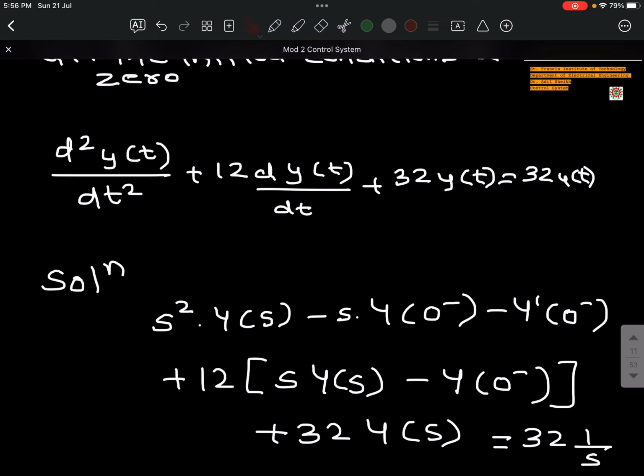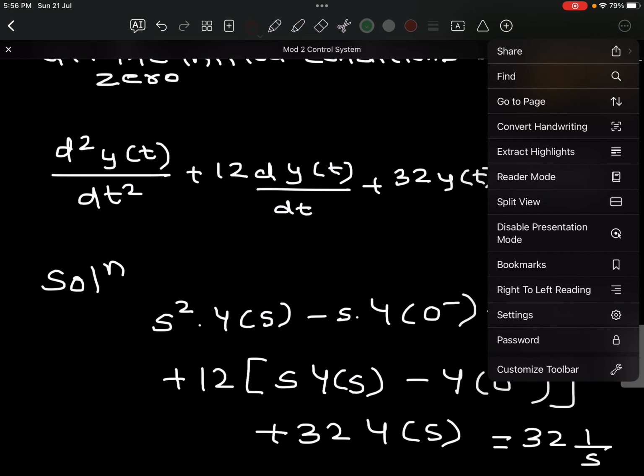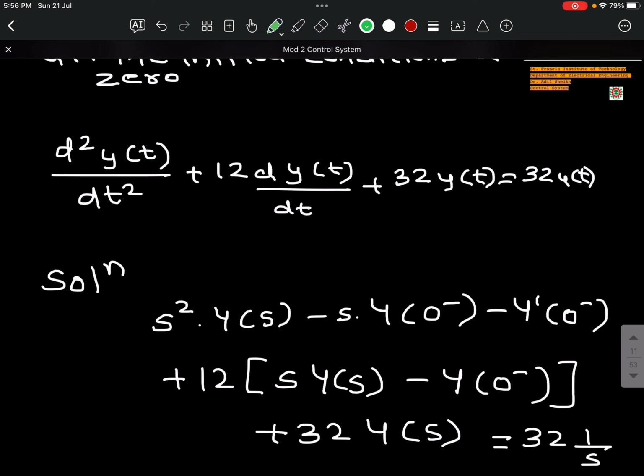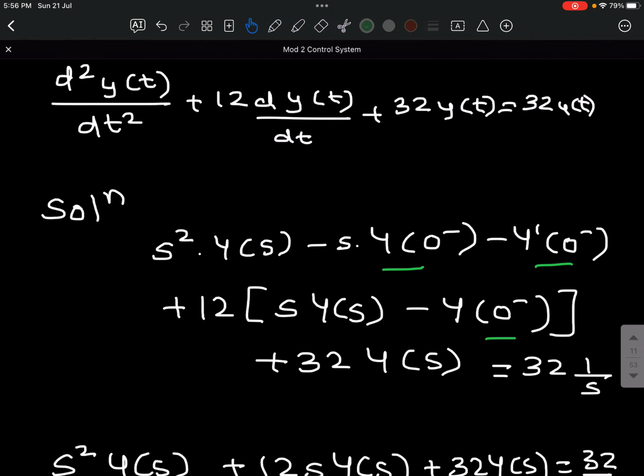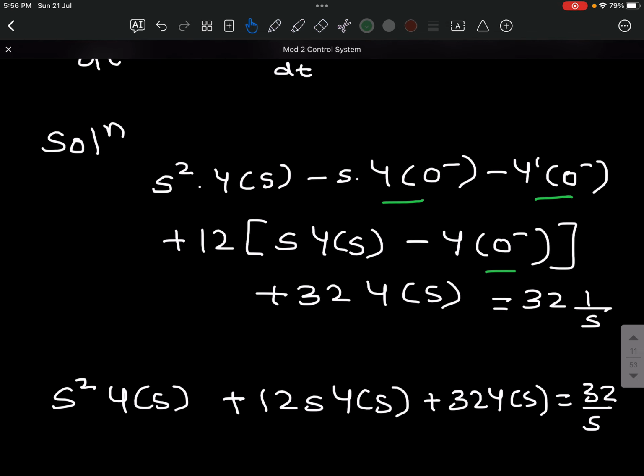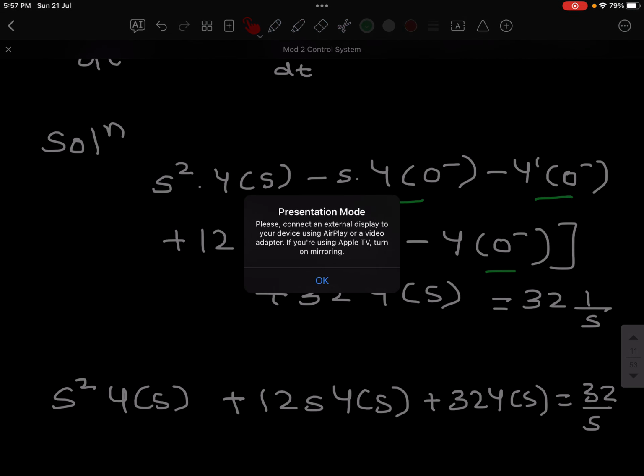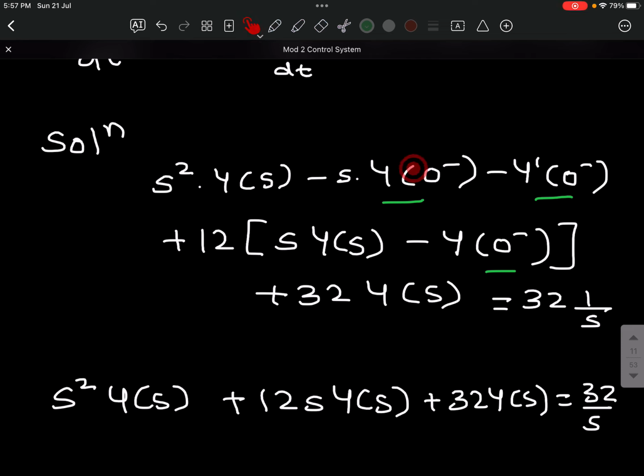Now when I simplify it, we have assumed that the initial conditions are 0. Okay, just let me mark where the initial conditions are. So we have assumed that the initial conditions are 0, so all these terms will become 0. Since all these terms become 0, when you simplify it, it will look like this: s square Y(s), ये 0 हो जाएगा, ये 0 हो जाएगा, so it will not be there, plus 12 into s Y(s), because this is 0, plus 32 Y(s) is equal to 32 upon s.